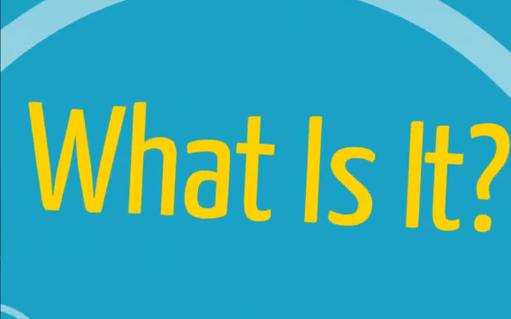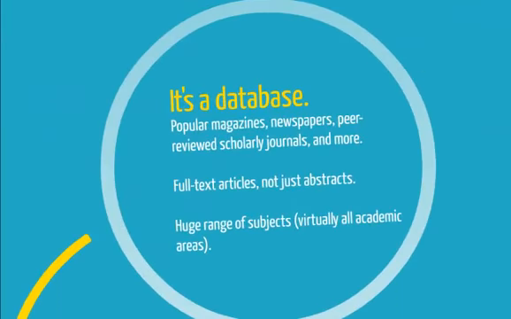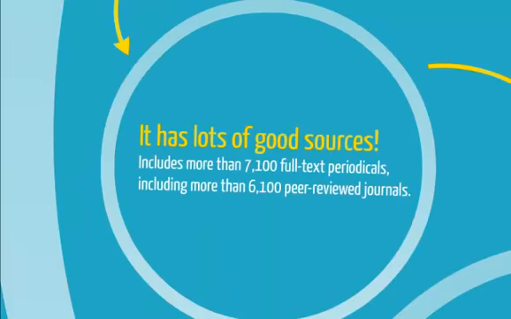Academic Search Complete is a database, meaning that it contains articles from popular magazines, newspapers, peer-reviewed scholarly journals, and more. These articles are full text, and they're not just abstracts, being just summaries of articles. This database covers a huge range of subjects, meaning you'll probably find numerous articles about your topic. It has lots of good sources.